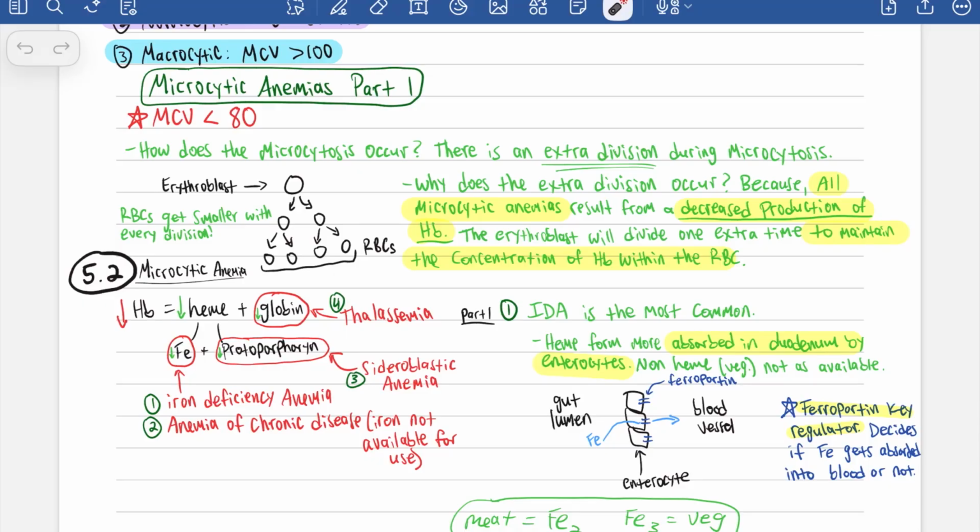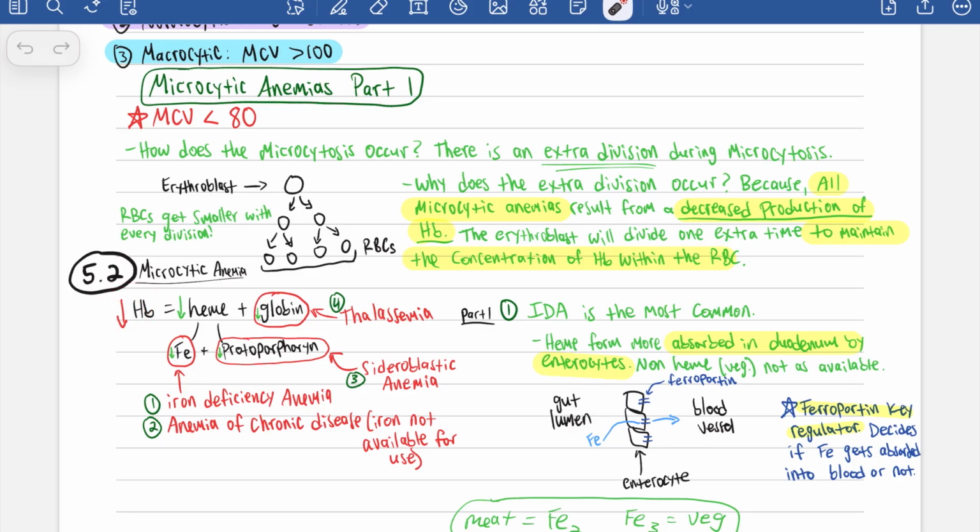And this is what makes up hemoglobin over here. This would be helpful to understand, and it breaks down all the different types of anemia that we'll go over in this video and coming videos. But the first would be iron-deficiency anemia. But before we get into that, what is hemoglobin? What makes hemoglobin? How do we get there?